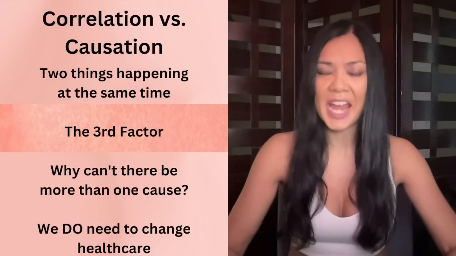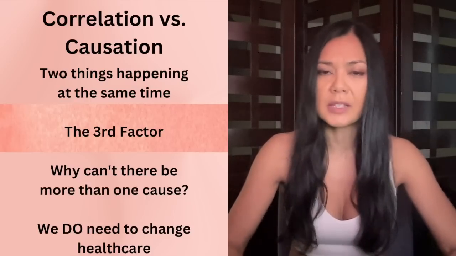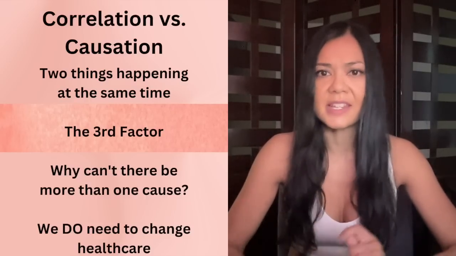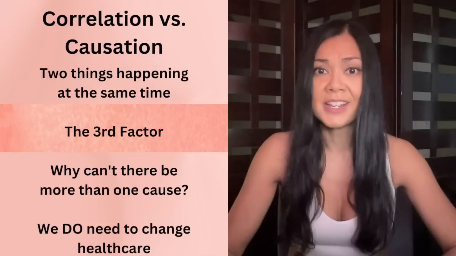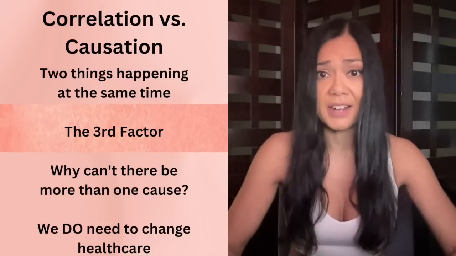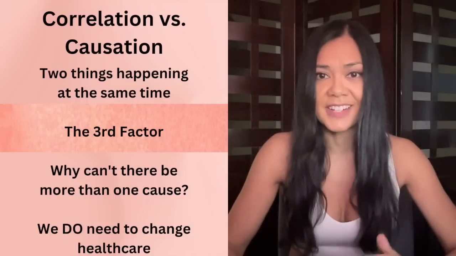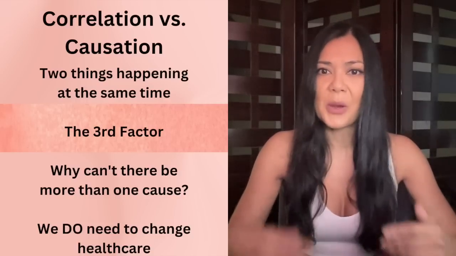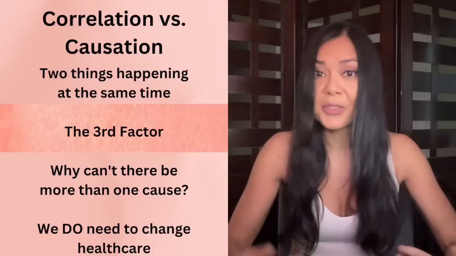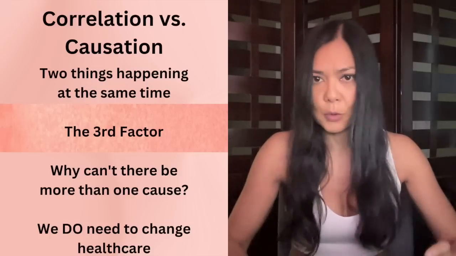And for Hannah's hair loss example with the correlation between obesity, hair loss, and heart disease, she is right. There is a third factor. But the third factor is obesity, because obesity increases your risk of heart disease as well as hair loss. That's because decreased circulation accelerates the hair loss process. So yes, Hannah, there is a third factor. You just have them out of order.